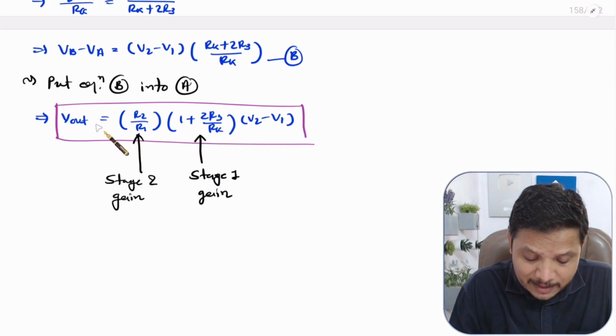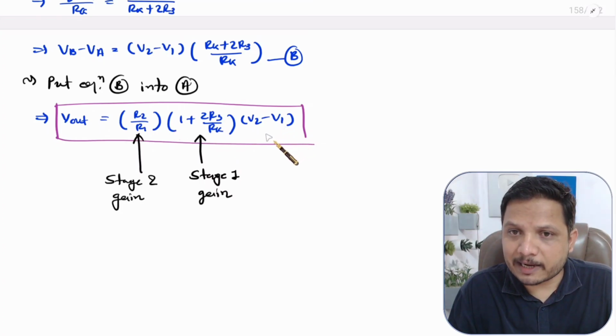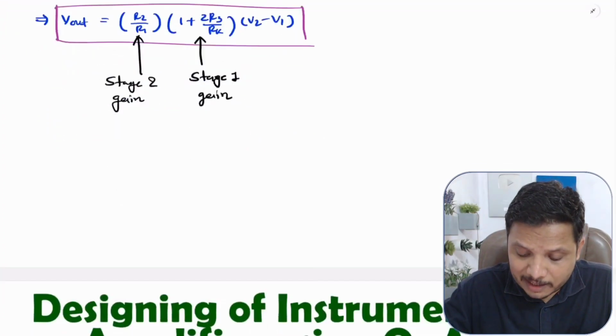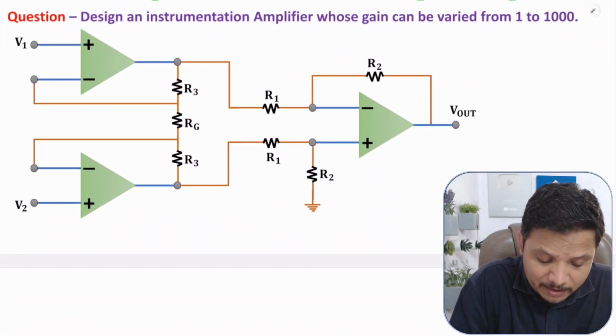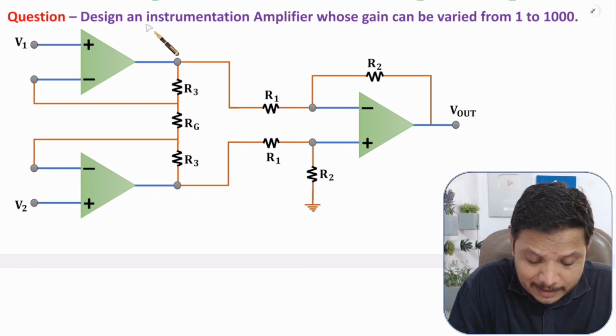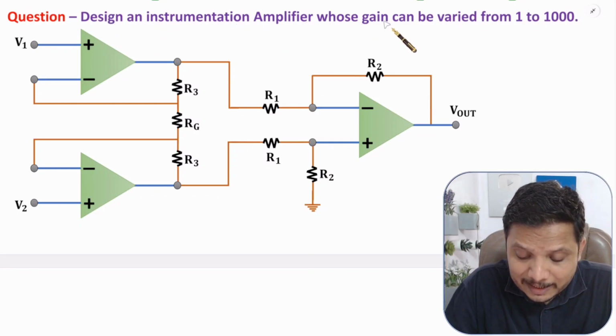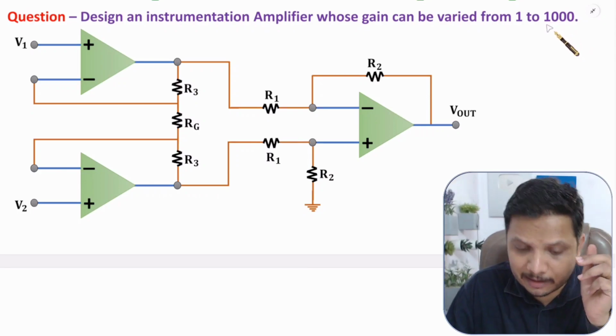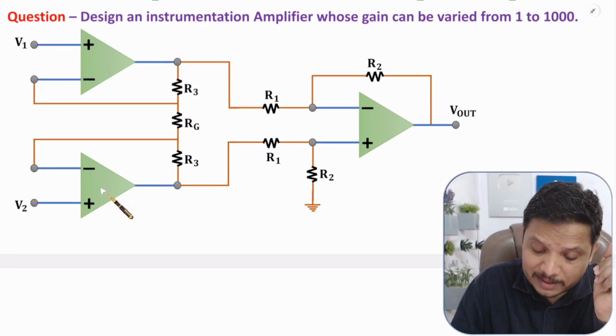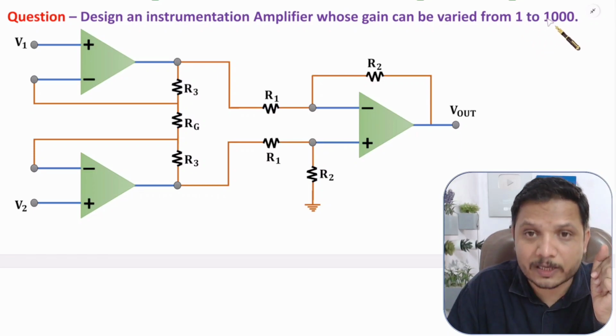Now based on this equation, I'll design the circuit based on the requirements given in this problem statement. So in this question, what is given: design an instrumentation amplifier whose gain can be varied from 1 to 1000. So here we have to design this circuit with gain varying from 1 to 1000.